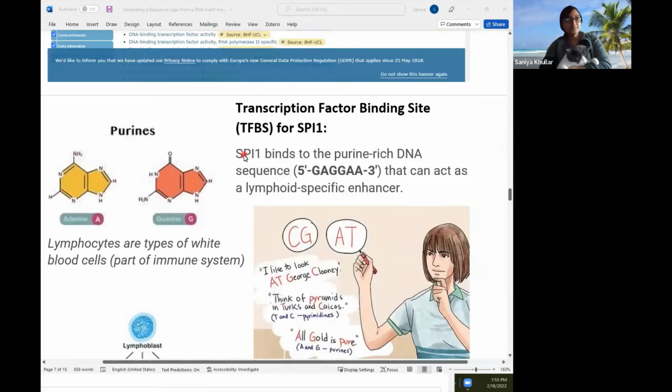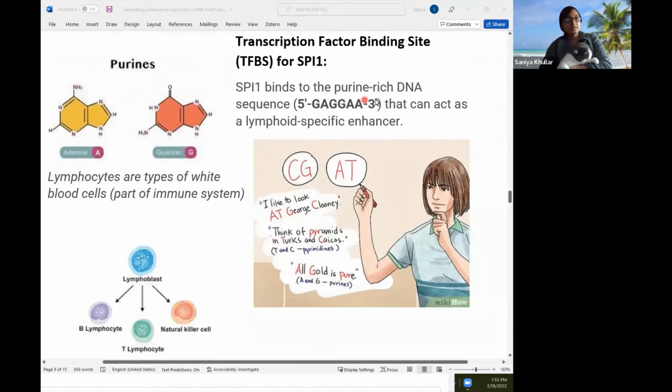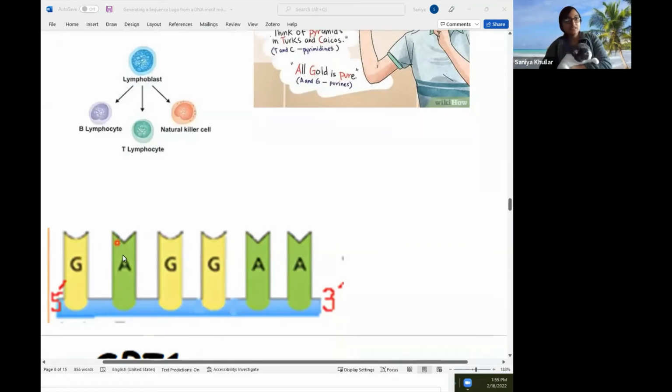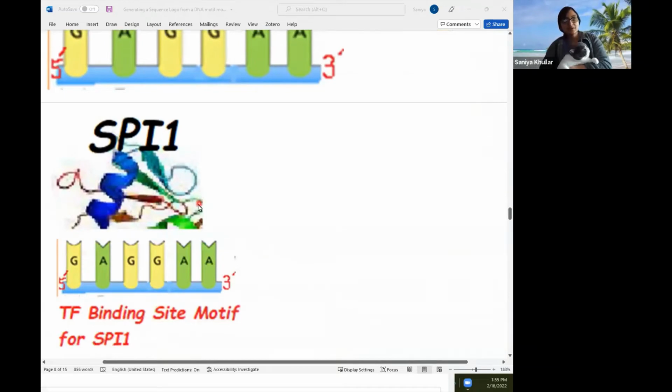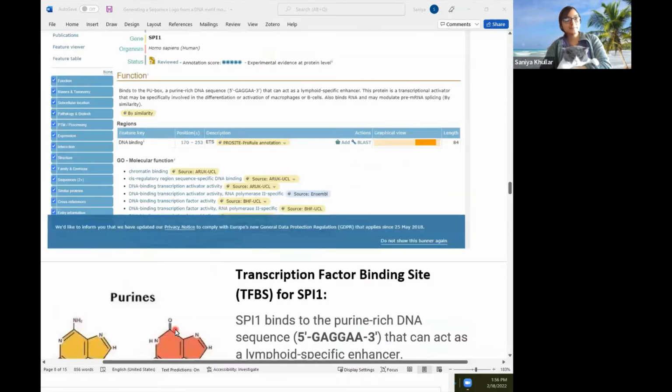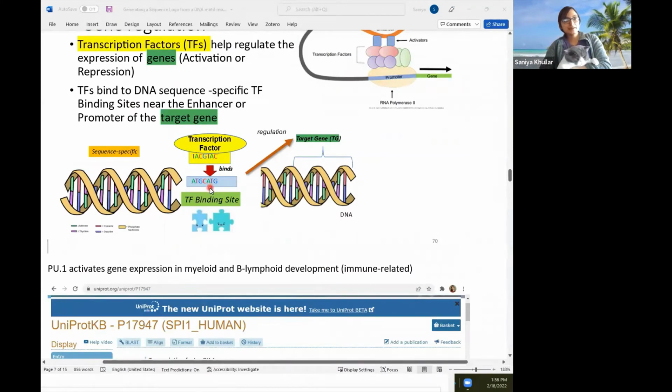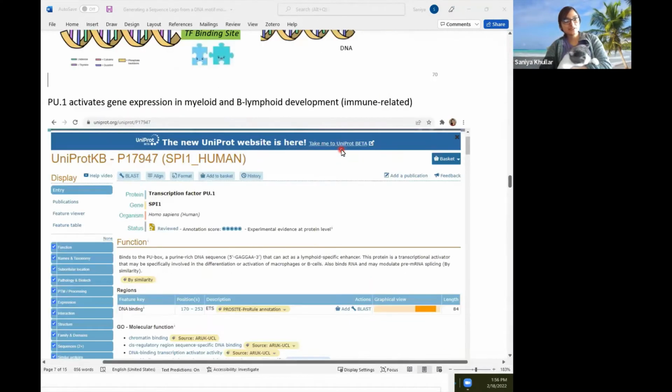So as we mentioned here, SPI1 binds to this purine-rich TF binding site, 5' to 3'. It's purine-rich because it's composed of A's and G's. So it binds to this sequence here, GAGGAA, 5' to 3'. I looked up an image of SPI1. It roughly looks like this. This would be SPI1. It's able to then bind to this GAGGAA, to this TF binding site, this motif for SPI1. When it binds here, it helps regulate the expression of this target gene.